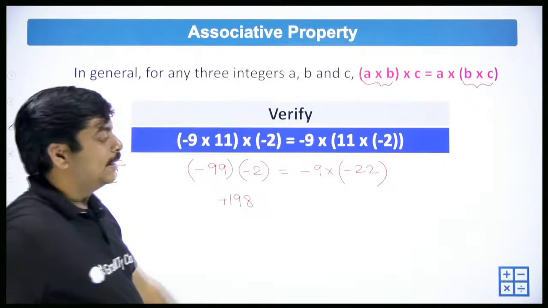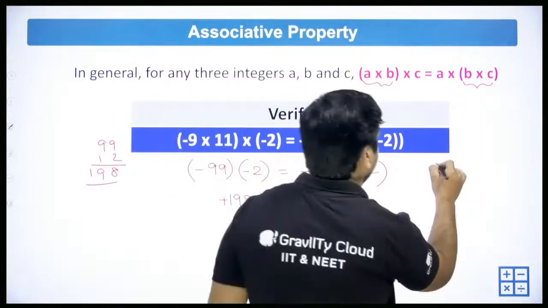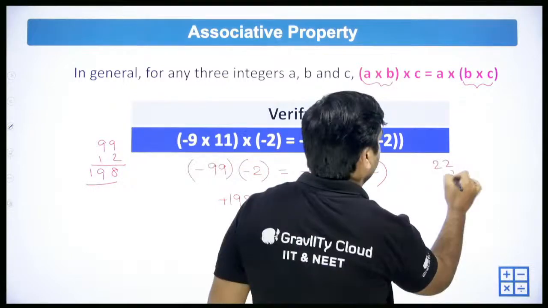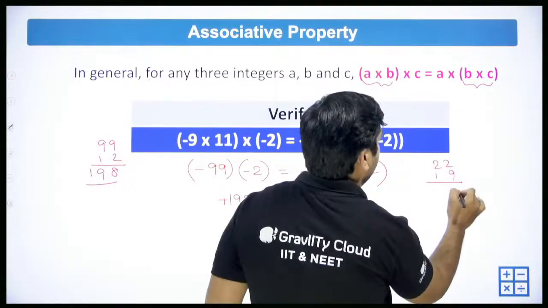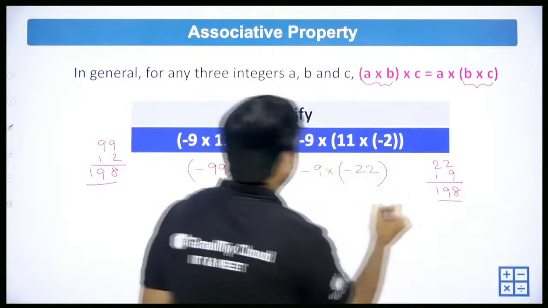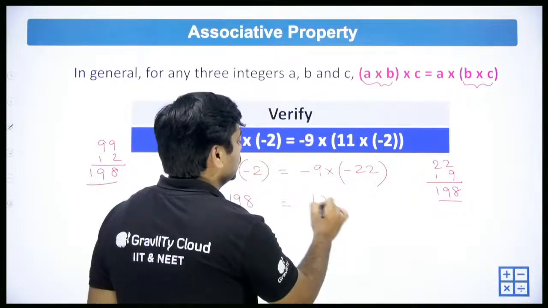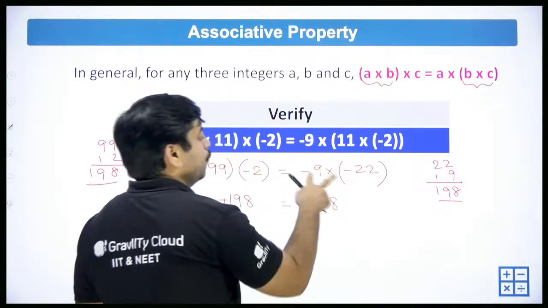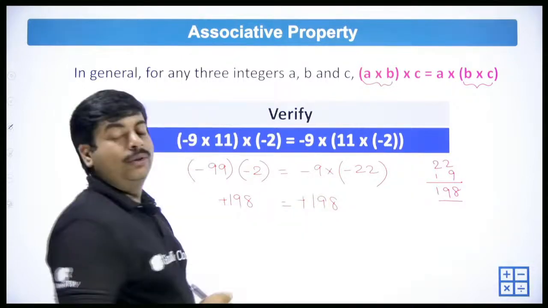And this one, 22 into 9: 9 twos are 18, and 198. So this is also equal to 198, with negative into negative being positive. So these two are equal.